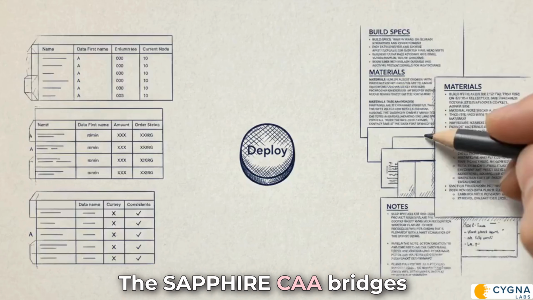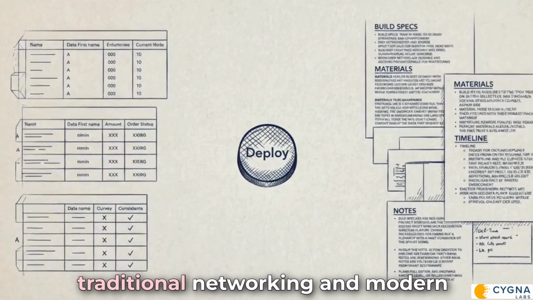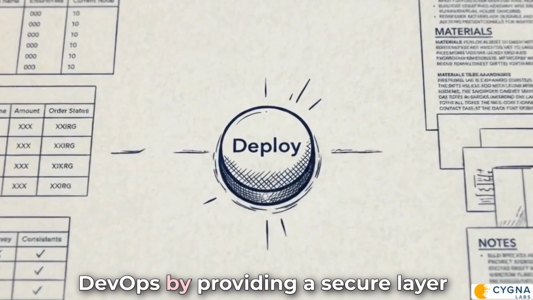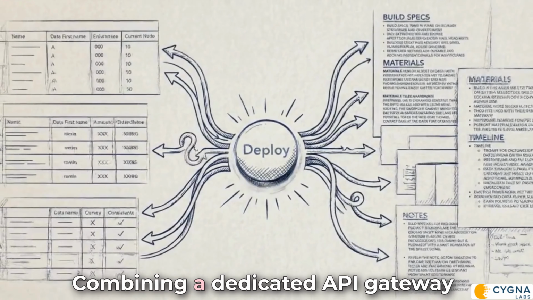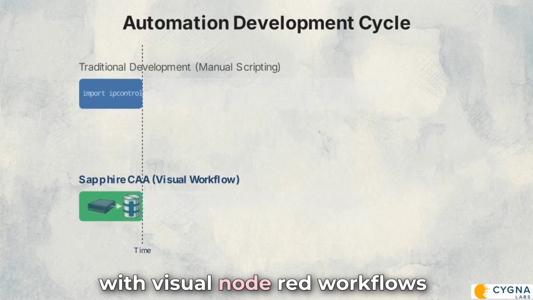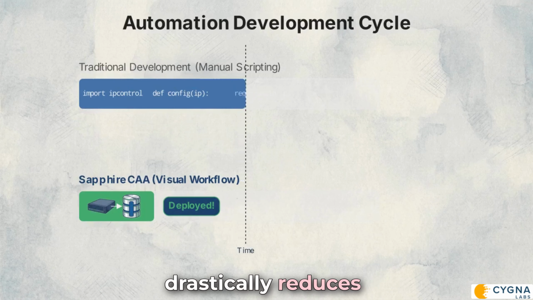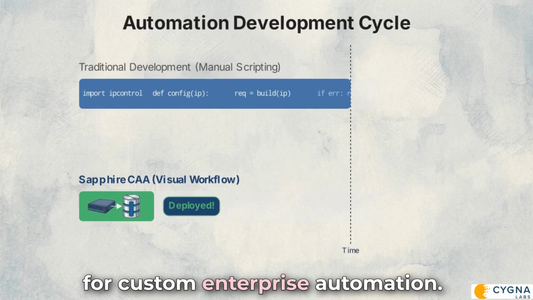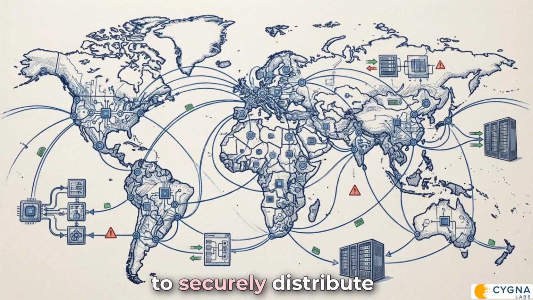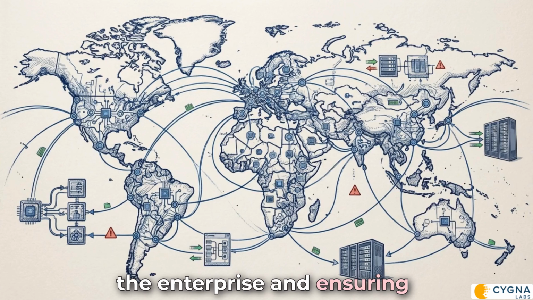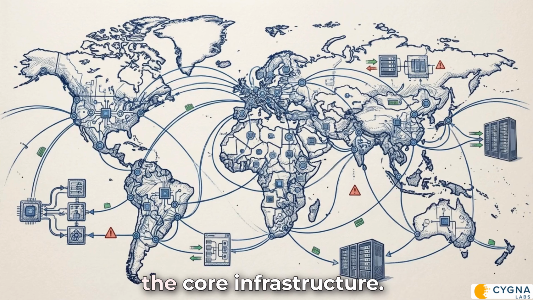The Sapphire CAA bridges the functional gap between traditional networking and modern DevOps by providing a secure layer for automated IP allocation. Combining a dedicated API gateway with visual Node-RED workflows drastically reduces the development cycle required for custom enterprise automation. The CAA empowers network teams to securely distribute IPAM capabilities across the enterprise, ensuring agility without compromising the core infrastructure.